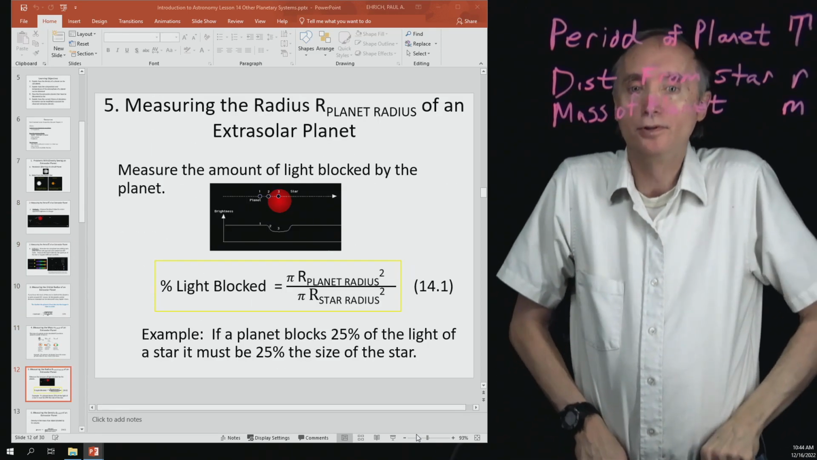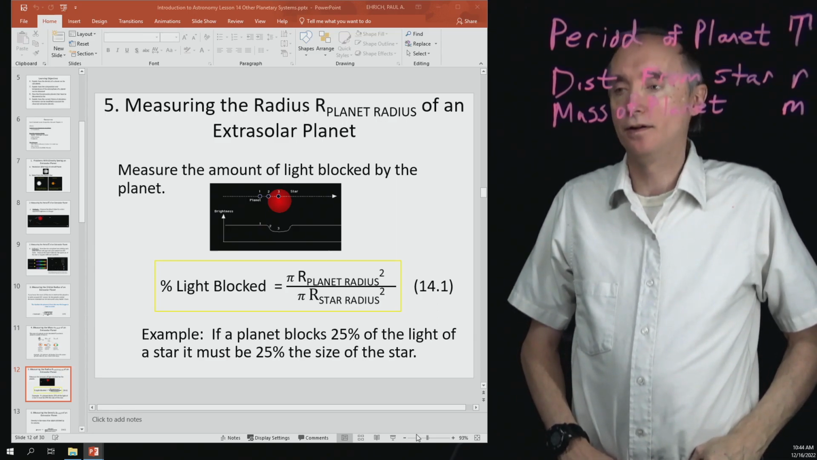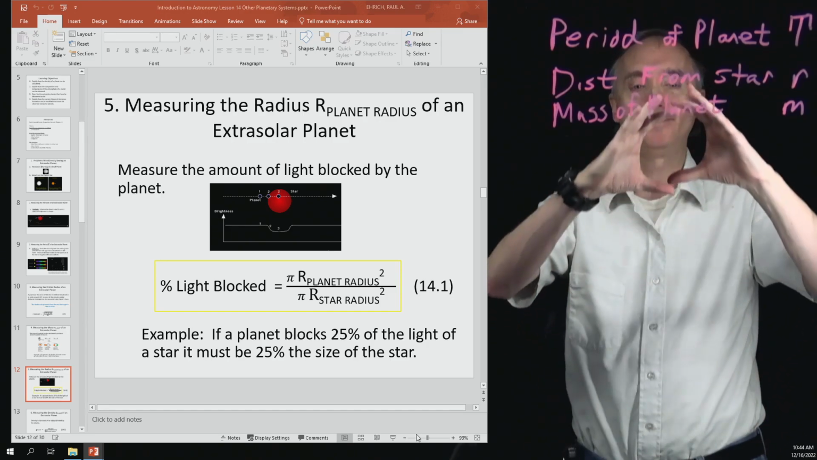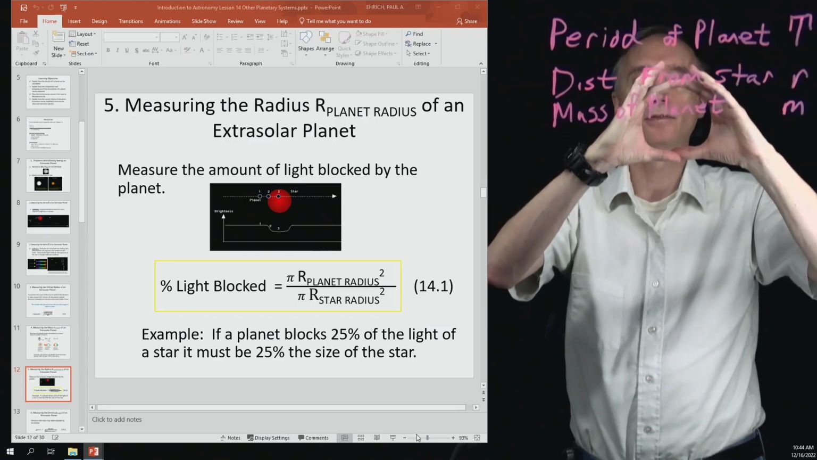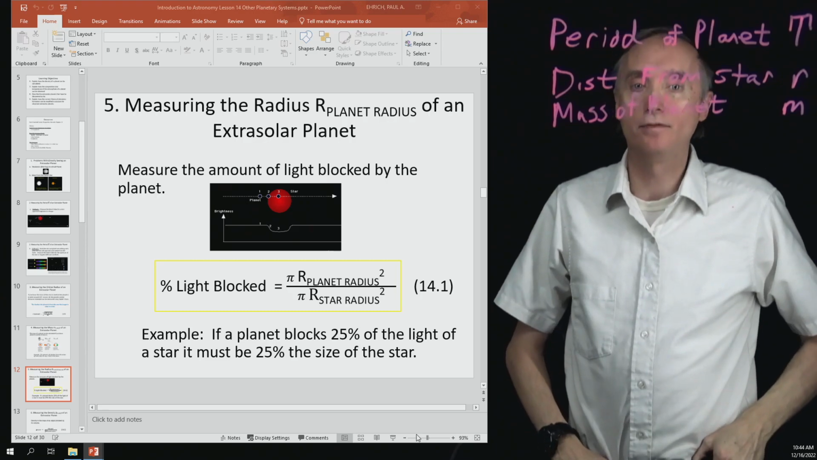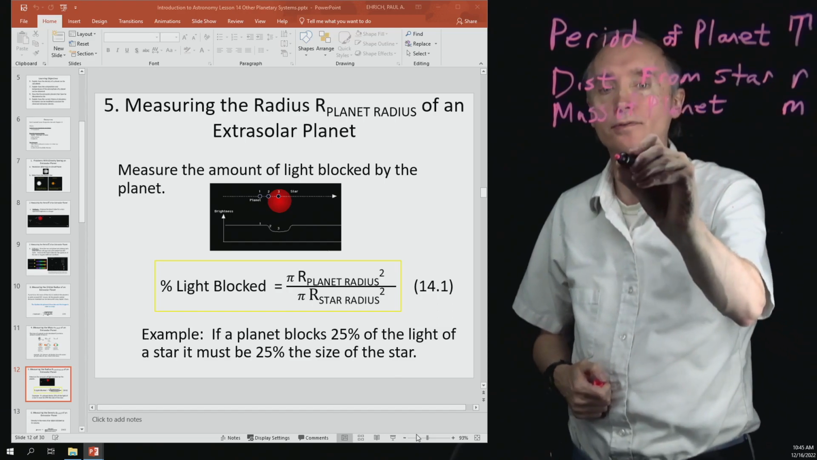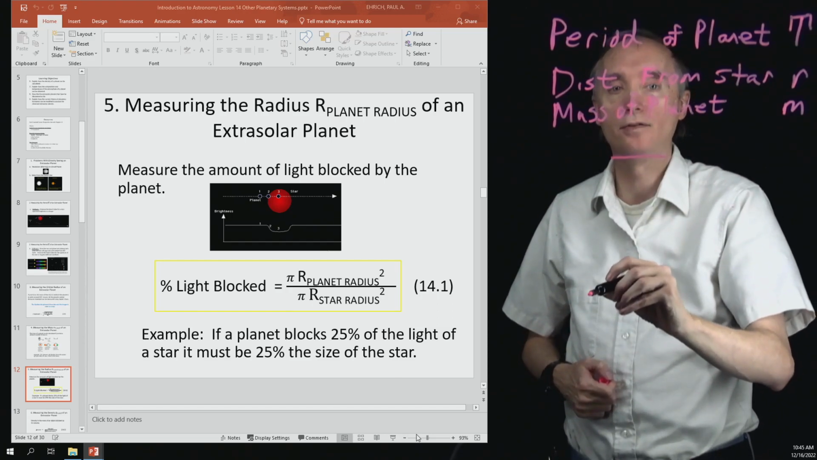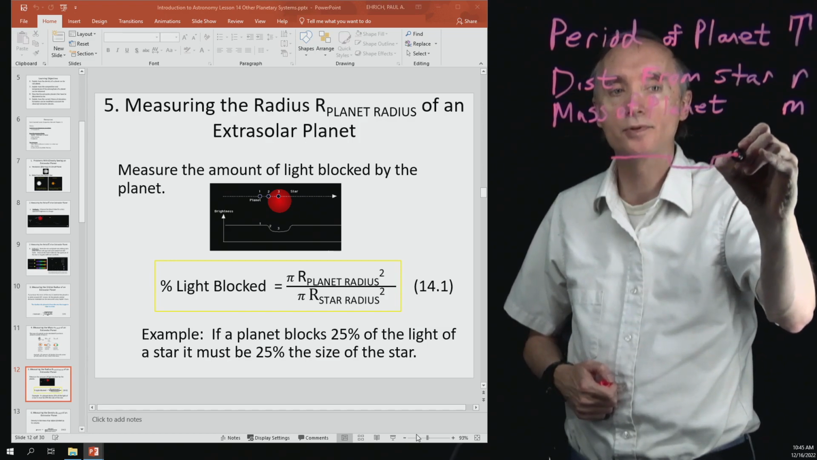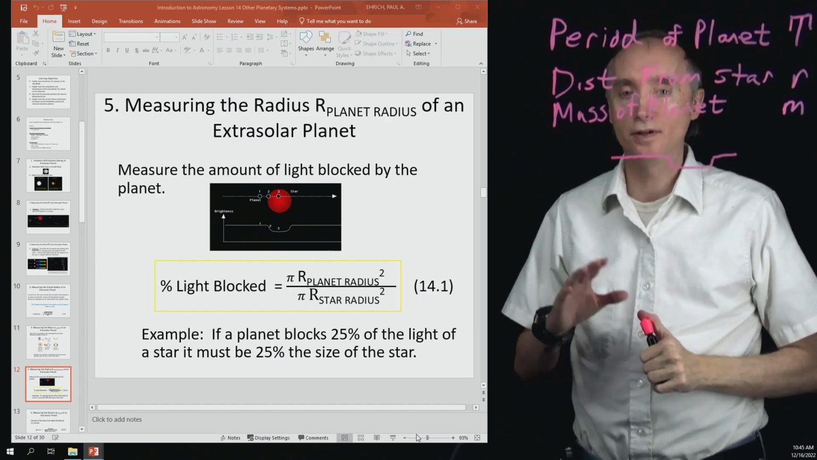So for example, if a planet blocks out 25% of the light of a star, then that must mean that the surface area of that planet must be 25% the size of the star. And so all we need to do is to measure the brightness of it and then measure the brightness of it when it's being eclipsed, and then based on that we can figure out what was the brightness of that star.